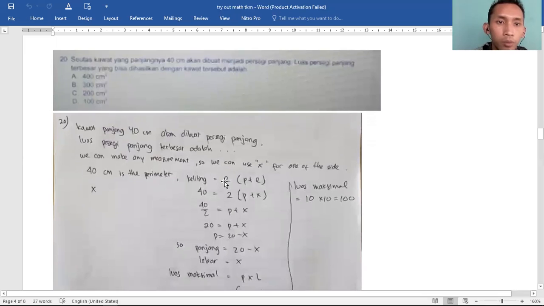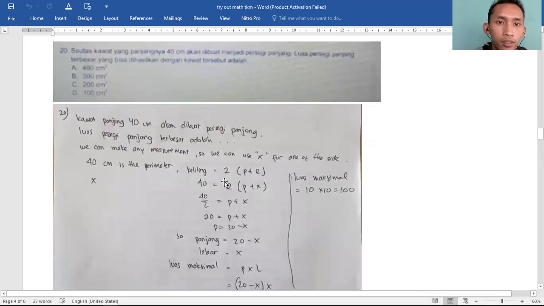Let's move to number 20. Tas kawat panjangnya 40 cm akan dibuat menjadi persegi panjang. Luas persegi panjang terbesar yang bisa dihasilkan dari kawat tersebut adalah.